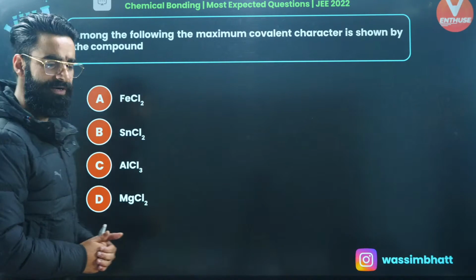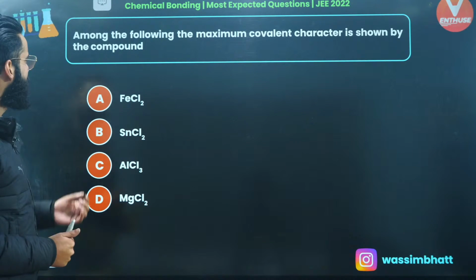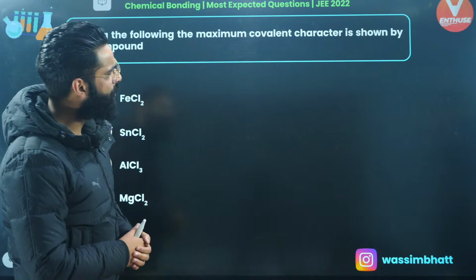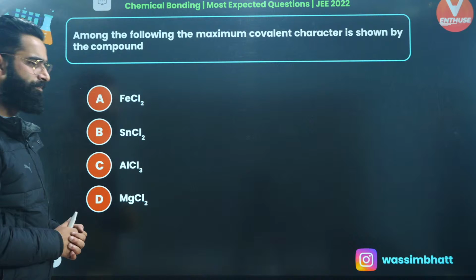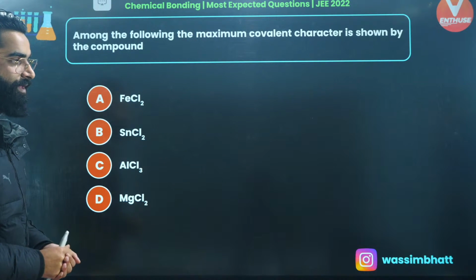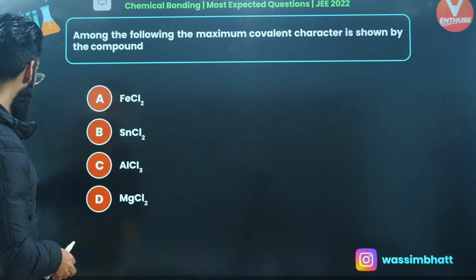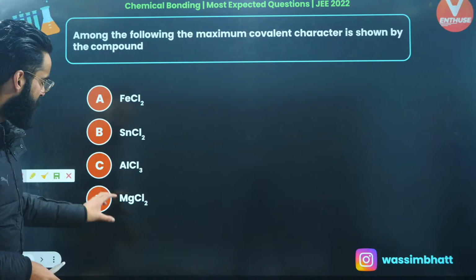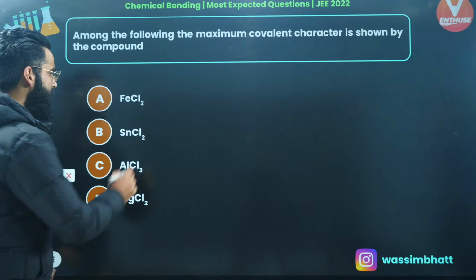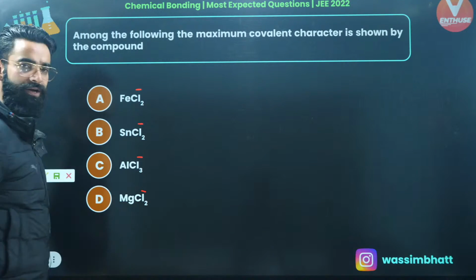What do you think about this particular question, guys? A very simple and basic question, and I'm sure you guys can solve it easily. Among the following, the maximum covalent character is shown by which compound? First of all, if you look at all the examples, everywhere the anion is the same. Cl negative, Cl negative, Cl negative everywhere.